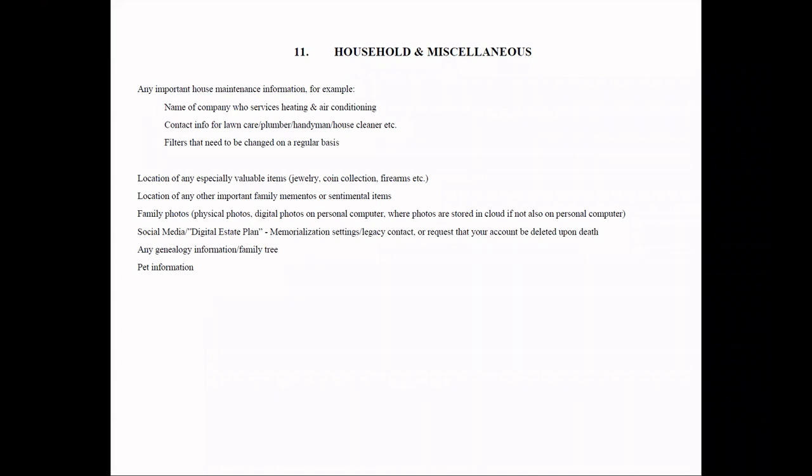And then also, as far as contents of the house, some of these things are not specifically financial, but since we're talking about all this, it goes along with it. Location of valuable items: jewelry, coin collection, firearms, etc. And this is non-financial, but location of important family mementos or sentimental items, family photos. Nowadays they could be physical photos, or digital photos on a computer, but they may not even be on your computer. They could be in the cloud. Your relatives, your kids, and of course your spouse are going to want to know where they are. So you want to document that.